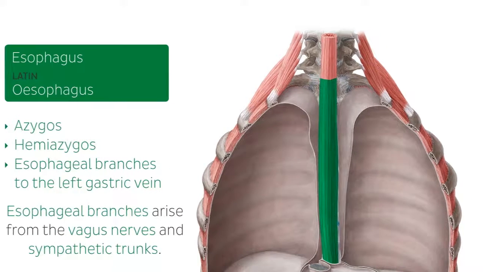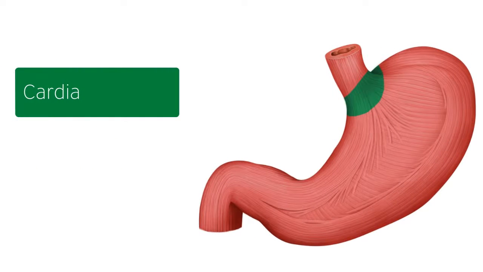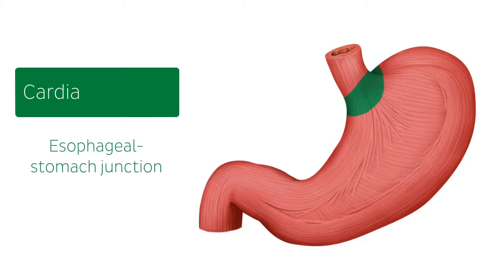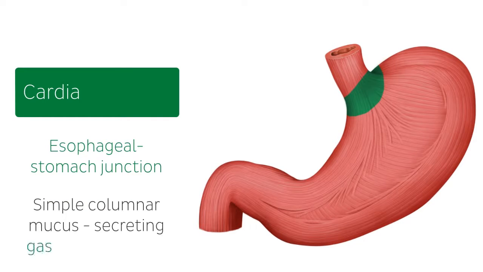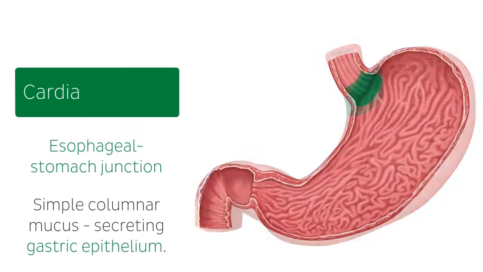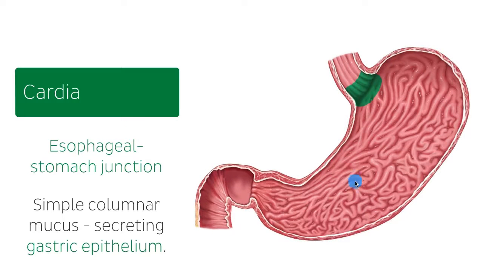The terminal end of the esophagus connects to the cardiac part of the stomach, forming the esophageal stomach junction. Here, the stratified squamous epithelium of the esophagus abruptly changes into simple columnar mucus-secreting gastric epithelium of the stomach. In the next image, we can see the internal structure of the stomach. We can see the rugae that I mentioned earlier, and we can see the cardia highlighted in green.